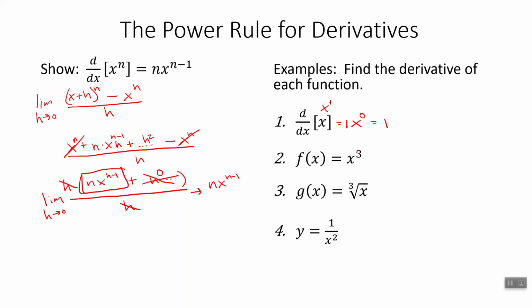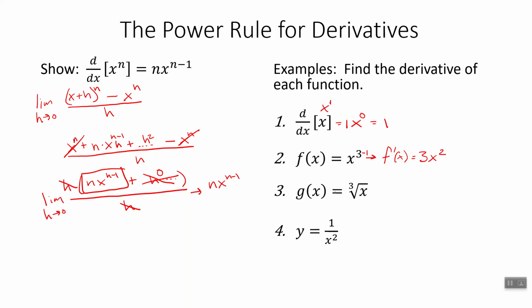All right, here we got x to the third. So we bring down the 3 as a coefficient. So we get that f prime of x equals 3x to the 1 less exponent. So we're going to subtract 1 from 3. We get 2, 3x squared.